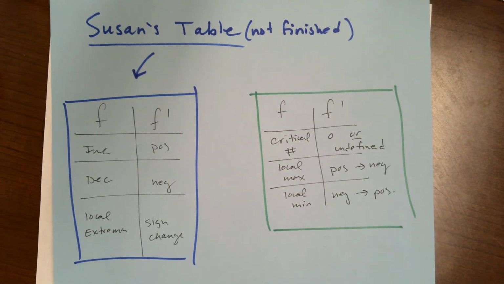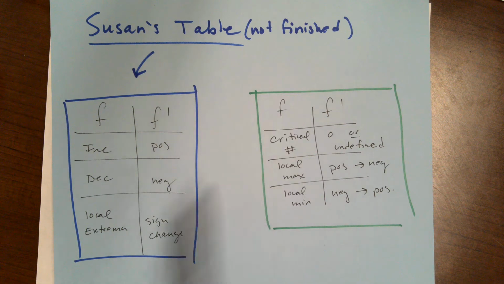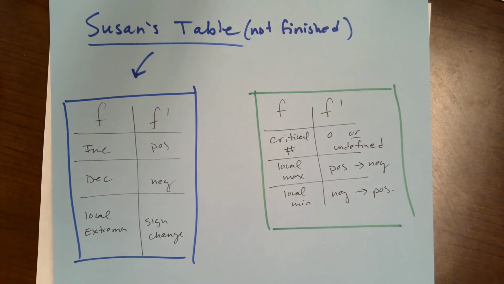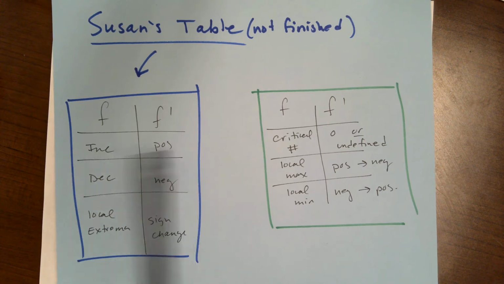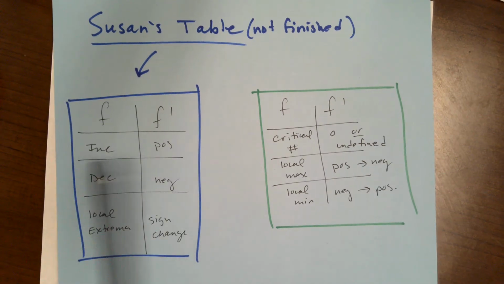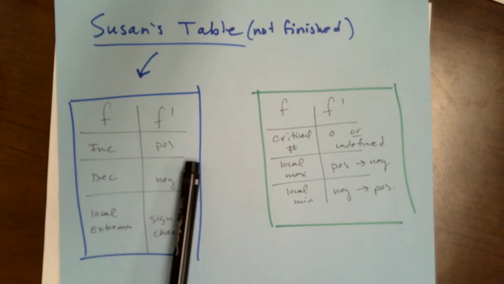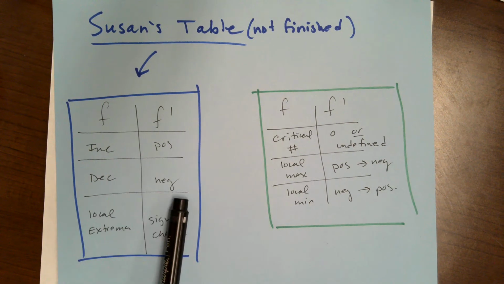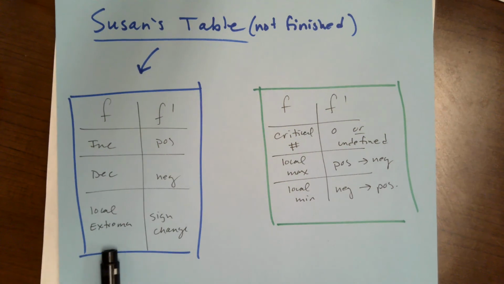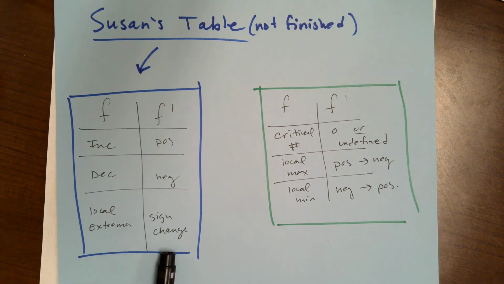It was the idea of this woman I met named Susan at an AP Calc conference, and it's not finished. We're actually going to have 3 columns and 6 rows altogether. But right now, all we care about is that if F is increasing, F prime is positive, and vice versa. If F is decreasing, F prime is negative, and vice versa. Local extrema on F correspond to sign changes on F prime.